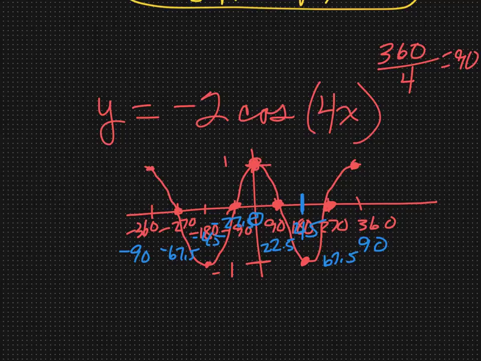Okay, and then you got to adjust for the amplitude. Now this one adjusts to 2 instead of 1, and not only that, it's also going to flip because it's got a negative. So look, I'm going yellow now. This point, which was at 1, is now going to flip down here to -2. Point at 0 stays at 0. The point down here that was at -1 is now going to flip up here to +2.